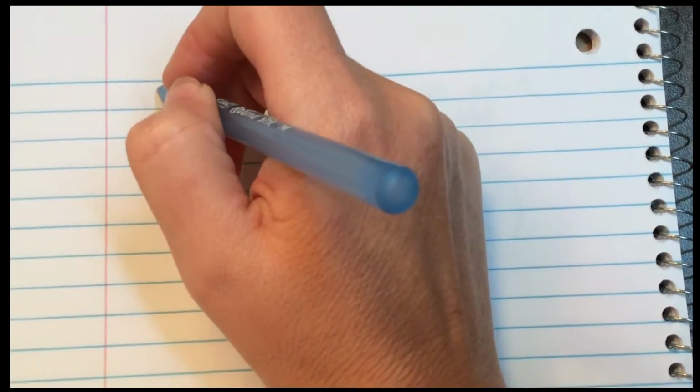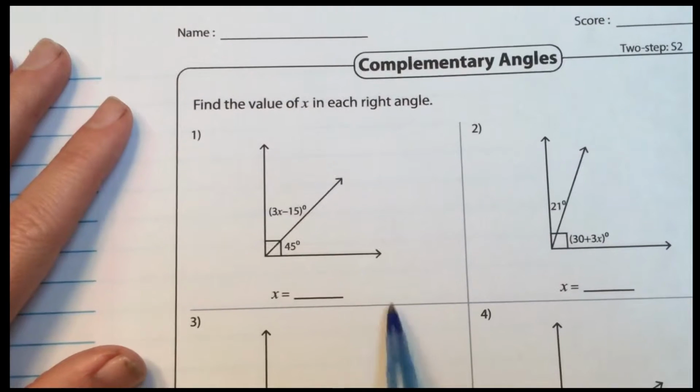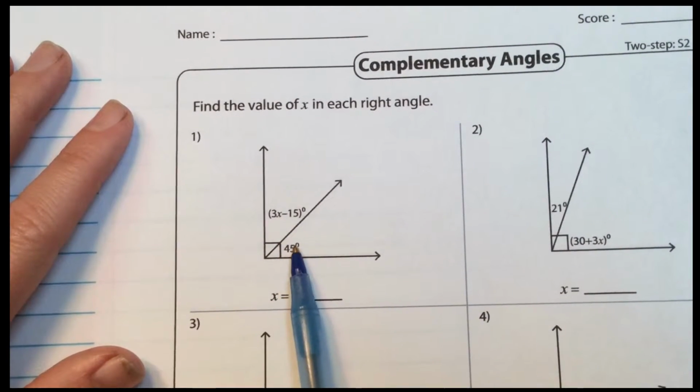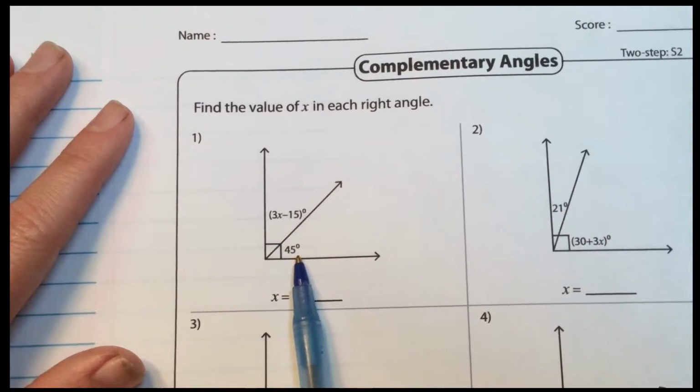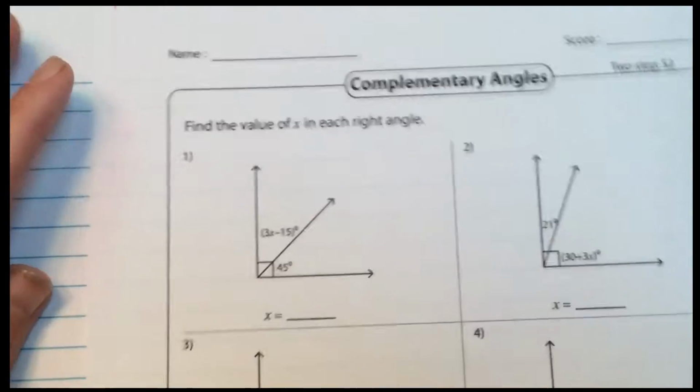Alright, this video is about using algebra to solve for complementary angles. So when I'm talking about using algebra, let's just look at an example. We'll look at this first one right here. Notice how usually it just says x here and then it gives us this 45. In a normal setting, this is what we have been doing.